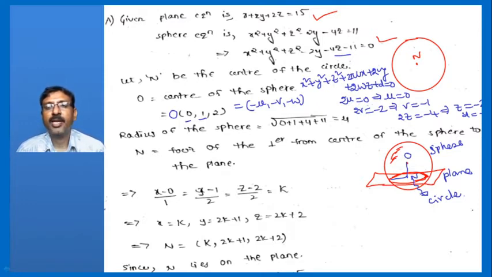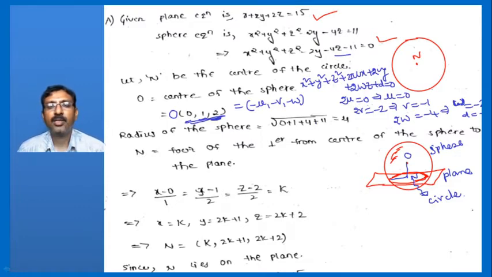and w equal to minus 2, here minus w equal to plus 2. So this is the center of the sphere.